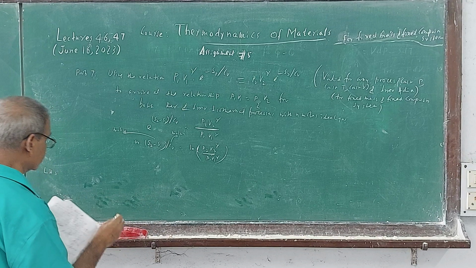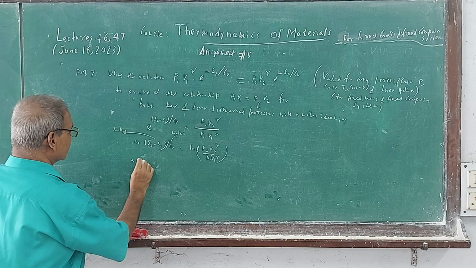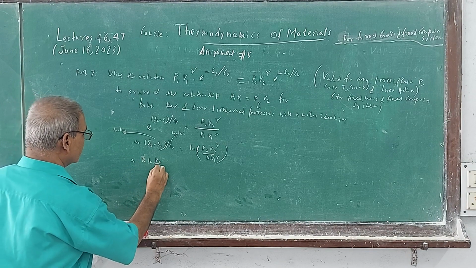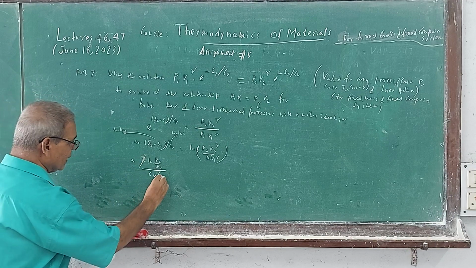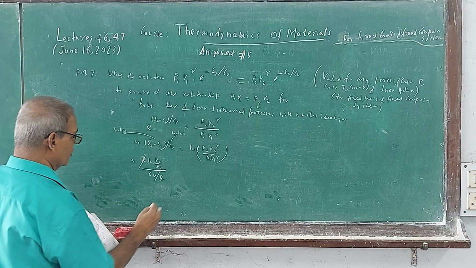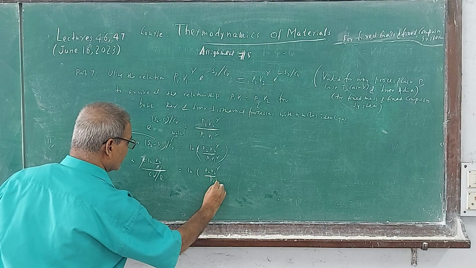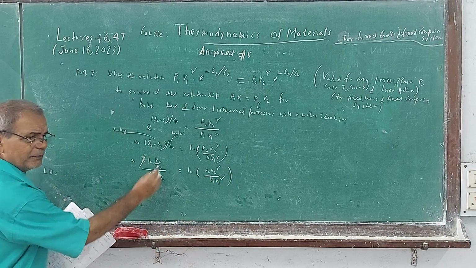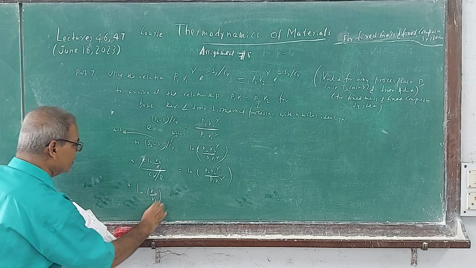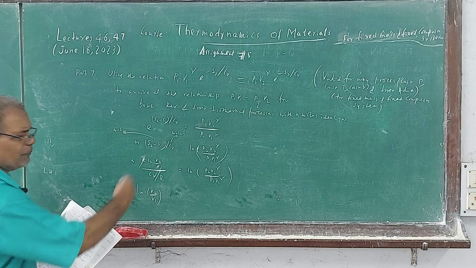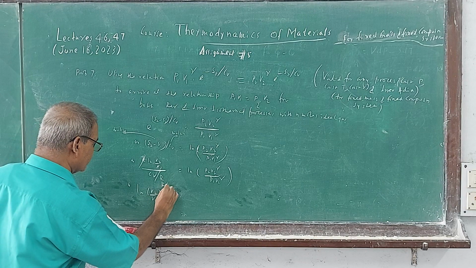Or tell me what is this? R ln V2 by V1 plus CV ln T2 by T1. Writing this as CV by R, make it ln. What is the ln? V2 by V1 raised to what? R by CV. CV by R is below, so R by CV goes as a power.